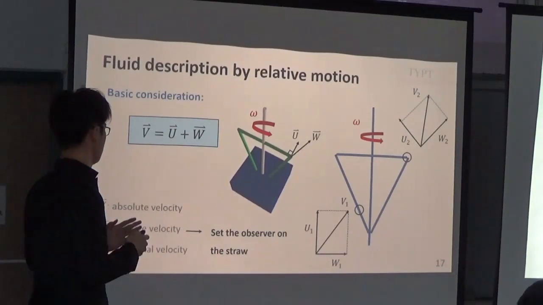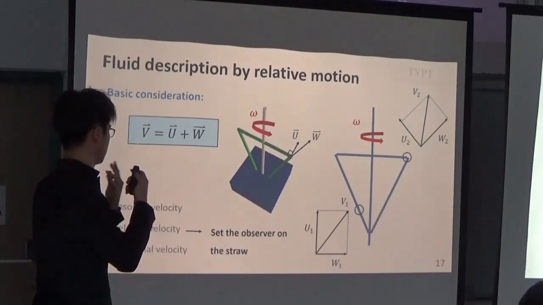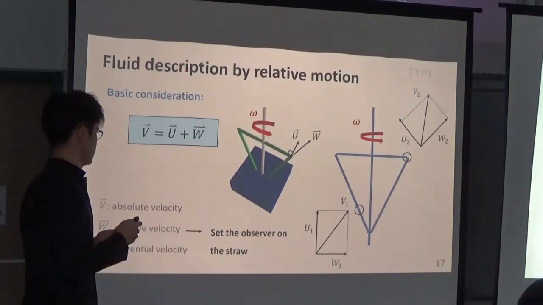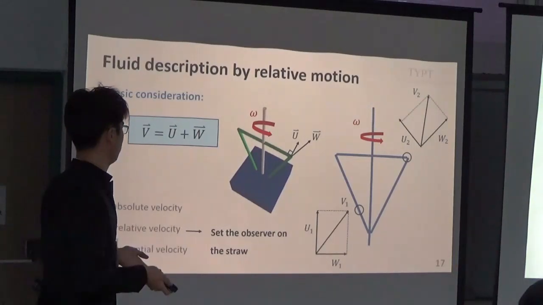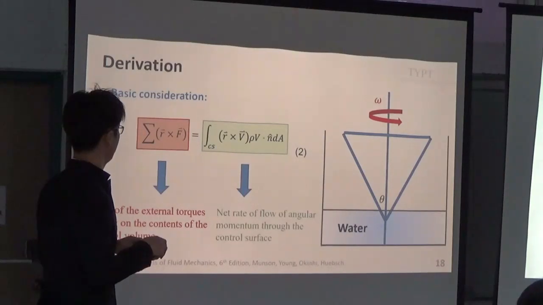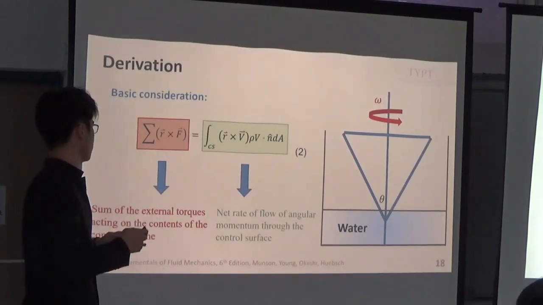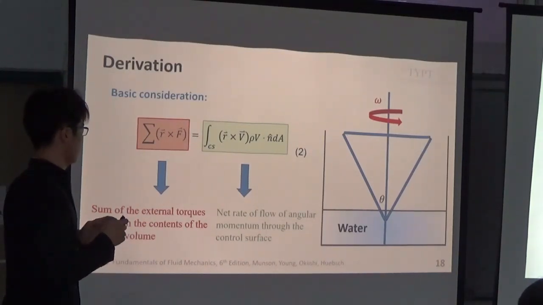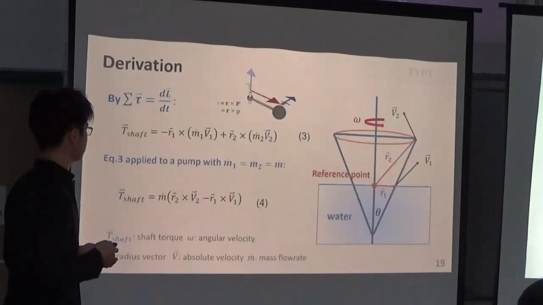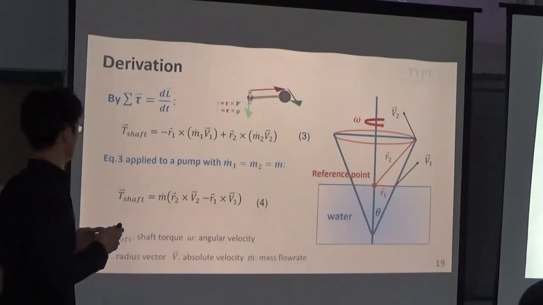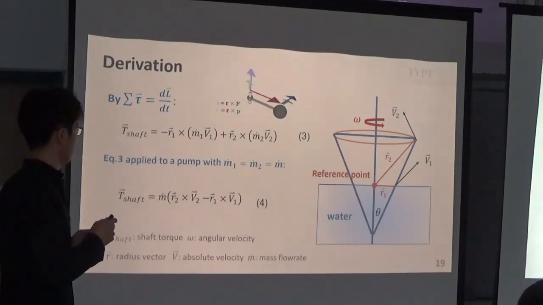Then we have to consider the relative velocity when we set the observer on the straw, and also consider the tangential velocity caused by the circular motion. The summation of these two vectors will be the absolute velocity. In my derivation, I consider that the summation of the external torque acting on the content of the control volume is equal to the net rate of flow of angular momentum through the control surface. So here, I consider that the summation of the torque will be equal to the variation of the angular momentum.